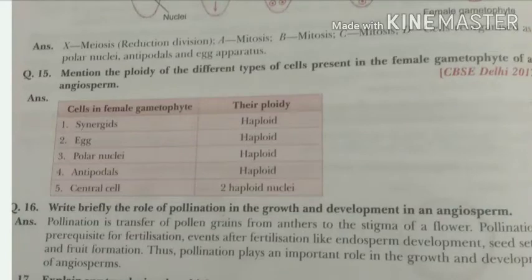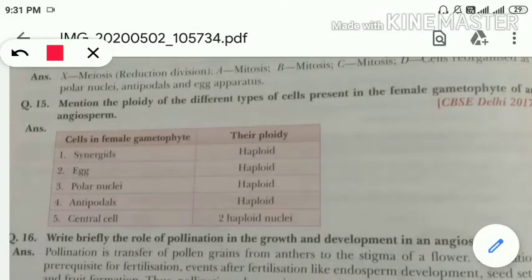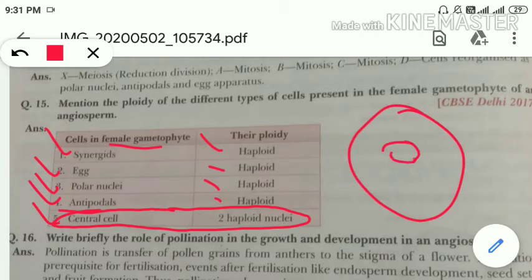Now, mention the ploidy of different types of cells present in the female gametophyte of an angiosperm. Here are the synergid cell, the egg, polar nuclei, antipodal cell, and central cell. We know that these are the different parts of the female gametophyte or embryo sac, and all cells are haploid, except that the central cell has two haploid nuclei present in the center of the female gametophyte.